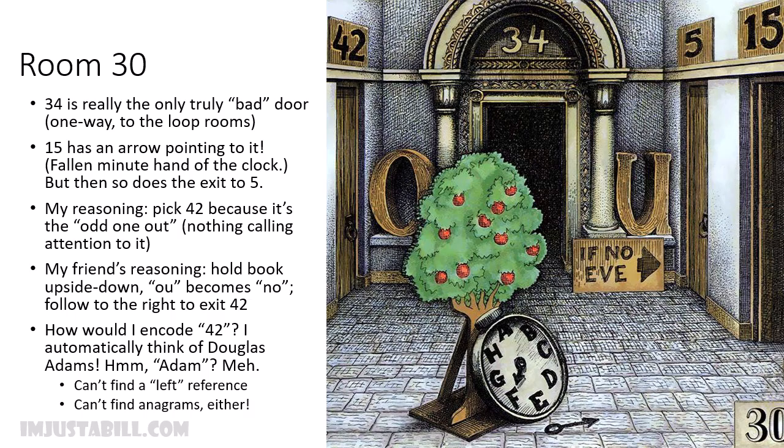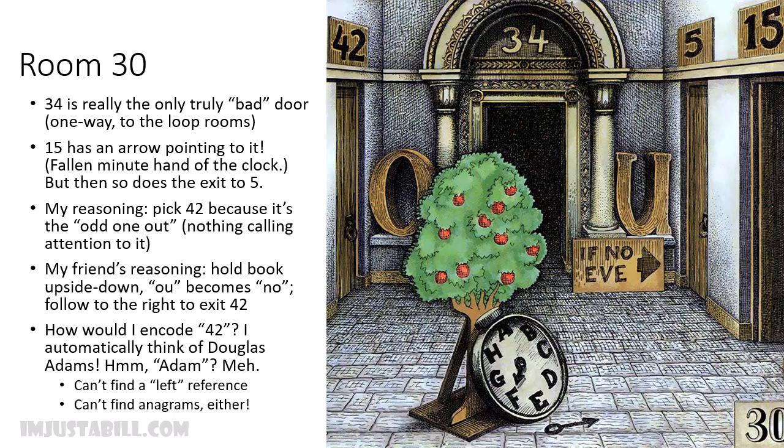So my reasoning for picking the correct door, I would say the main clue is that you pick 42. That's the answer, because it's the odd one out. It's that principle, again, of picking a correct door by process of elimination. So 34 is kind of a grandiose door. 5 and 15 both have arrows pointed to them. And 42 is kind of this boring door with nothing special about it. So it's the one that's the most different from the others. Therefore, you pick that. That was my reasoning.